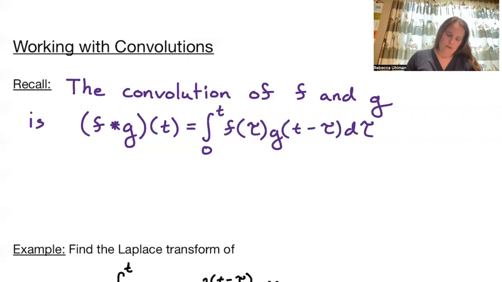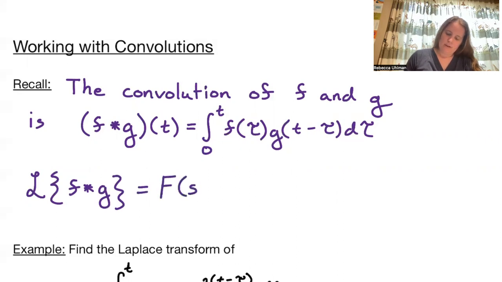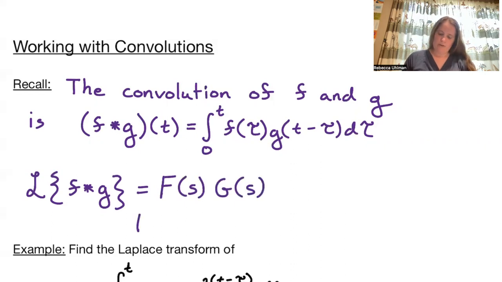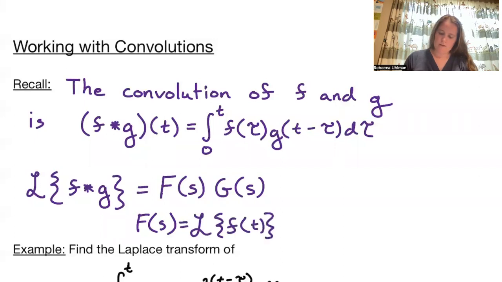And furthermore, the Laplace transform of the convolution of f and g is equal to capital F of s times capital G of s, where F of s is the Laplace transform of f of t, and G of s is the Laplace transform of g of t.